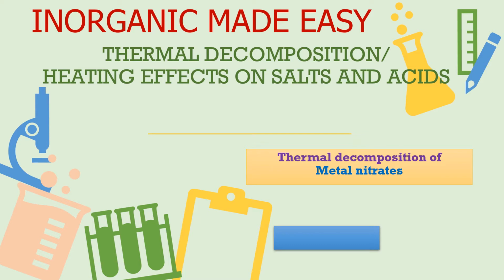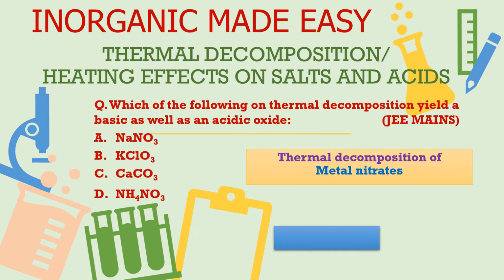Why? Well, look at this question. If you've watched the previous lectures, you've seen this question in those ones also. Which of the following on thermal decomposition yield a basic as well as an acidic oxide? And here you have four choices, four ionic salts. With these four cations and four anions, you can make more combinations, and we can have more metals forming cations and there can be more anions. So many compounds possible and many thermal decomposition products possible.